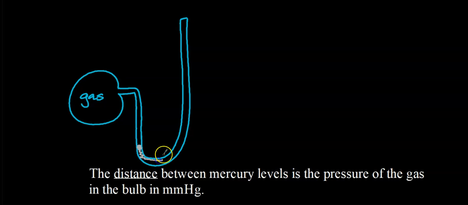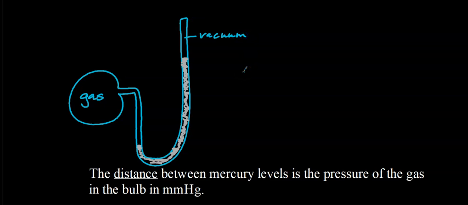And so you have mercury filling up this tube. This is a vacuum tube, meaning the space up here above the mercury has no pressure. So let's go ahead and label that too. This is a vacuum, no pressure there.